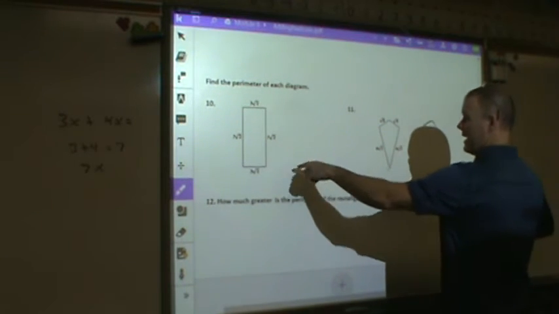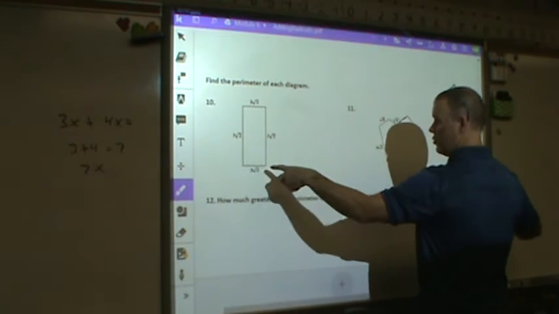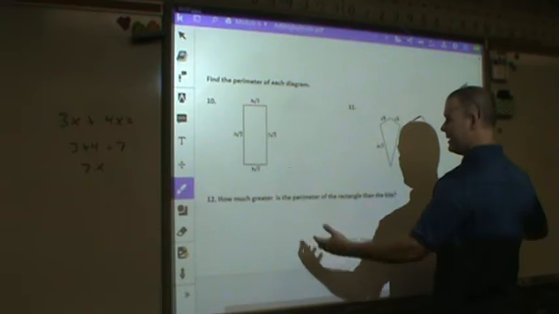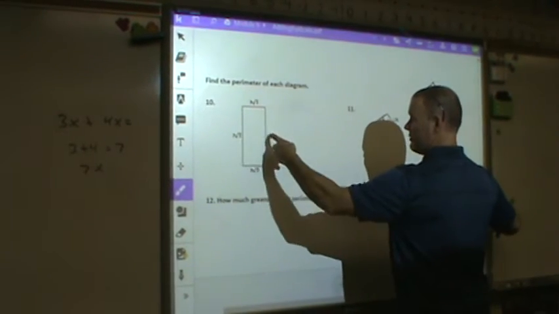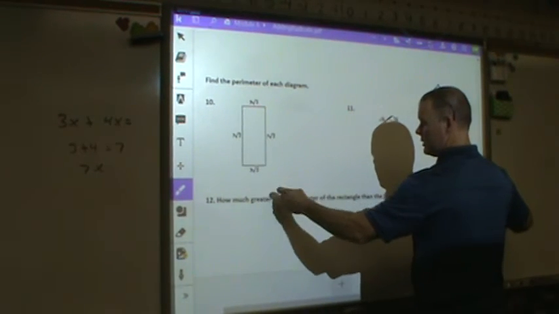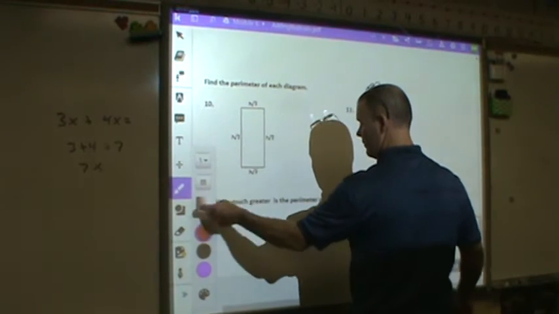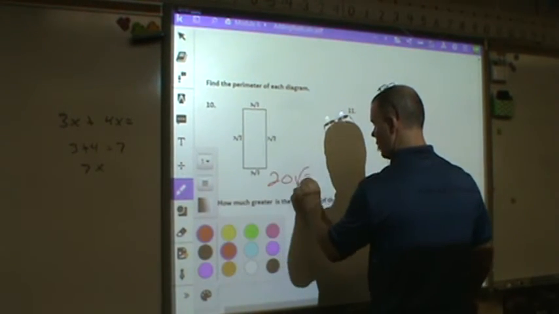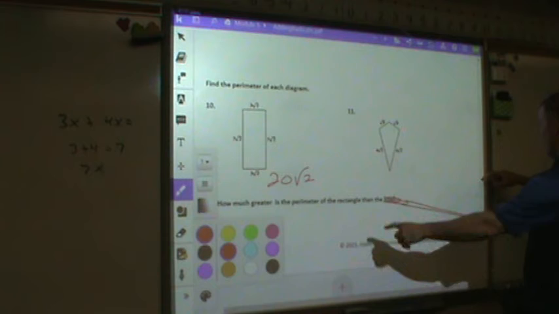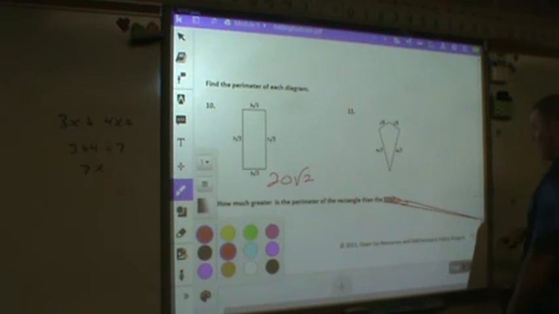Find the perimeter. Add them all. Square root of 7 plus square root of 2 plus square root of 3 plus square root of 3. Add them all together. Add the coefficients. 7, 7, 3, 3. You get 20. Would be helpful if I could write. You get 20 square root of 2, right? Simplify over here. You've got to simplify over there.